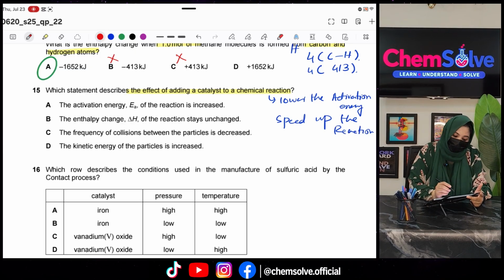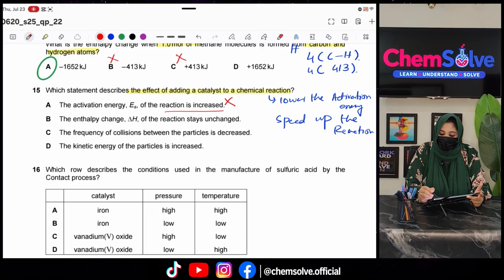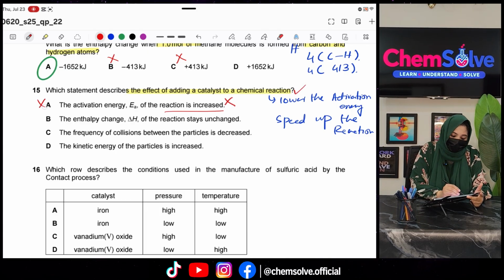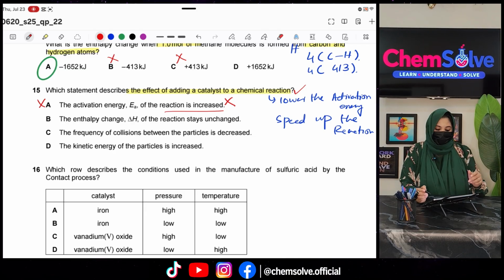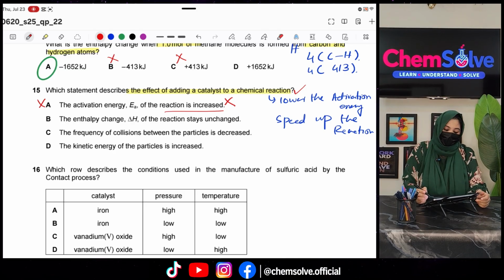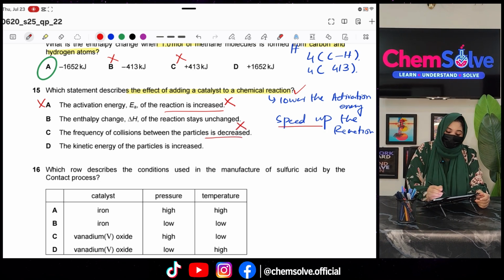So let's look at our options. The activation energy is increased. No, activation energy is decreased. It is lowered. So this is incorrect. The enthalpy change of the reaction stays unchanged. It seems to be correct, but look at options C and D as well. The frequency of collision between the particles decreases. No, we just discussed it speeds up the reaction, so the frequency of collisions would be increased.